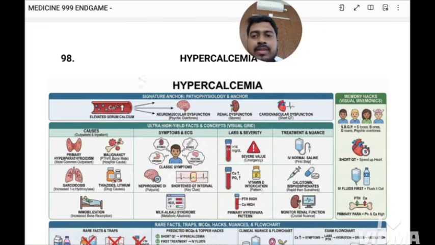So more than 10.4, that is 10.5 and above, is hypercalcemia. Okay. So it will cause what? Neuromuscular dysfunction, and it will cause psychological overtones. It will also cause renal dysfunction, and it will cause cardiovascular dysfunction. So these three systems are affected.